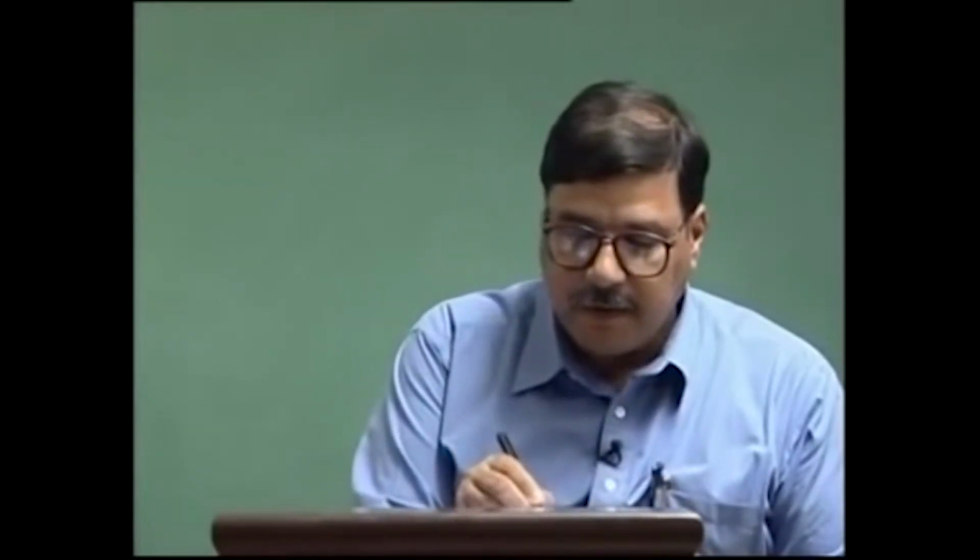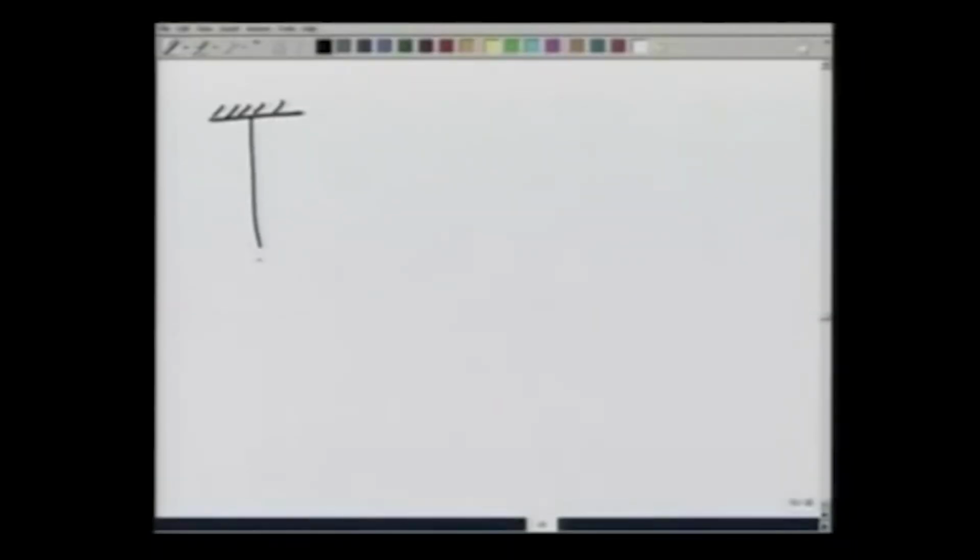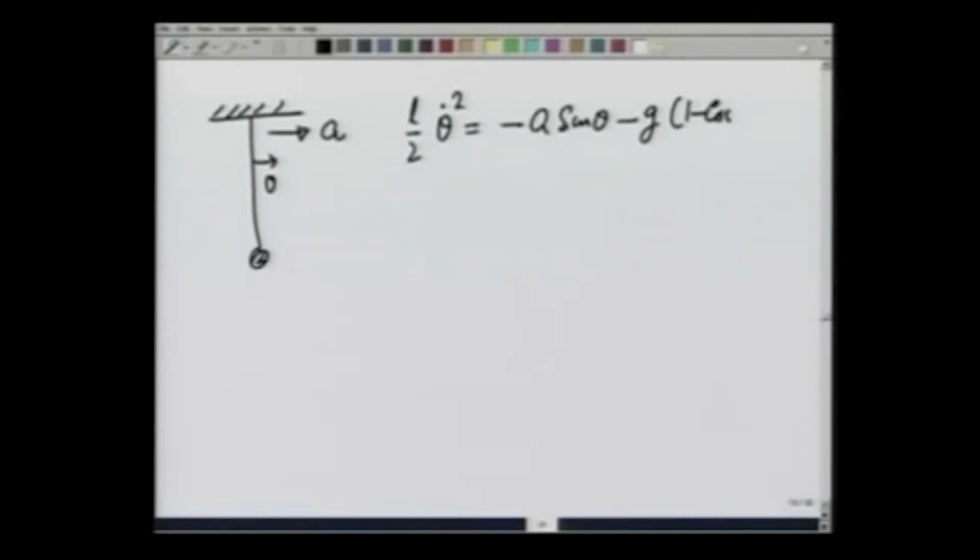So, what we have got is, when I have a pendulum at a support and suddenly the support moves with an acceleration A, I am going to have the angle of this change by L theta dot square is going to be equal to minus A sine theta minus G 1 minus cosine of theta.